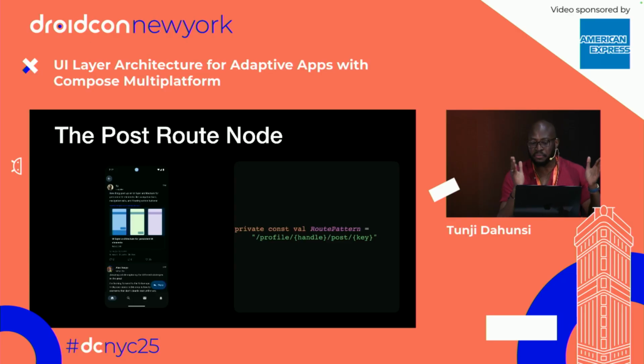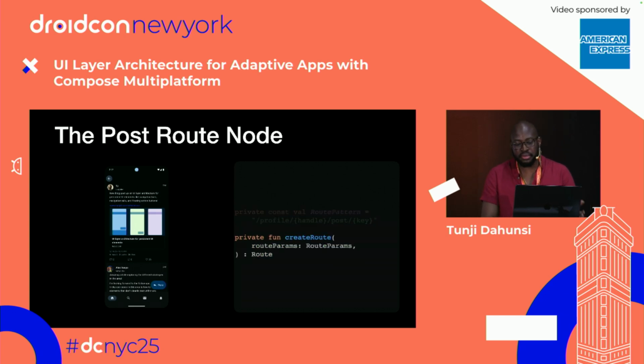So in my app, the entire point of this app was how do I build a full, real world social media app with this? So here in my app, I have a post route. The route pattern is I have some profile, there's some handle, there's some post, and there's some ID for that post. So we're going to try to build this with the definition I have so far.